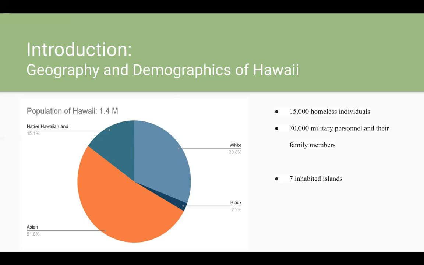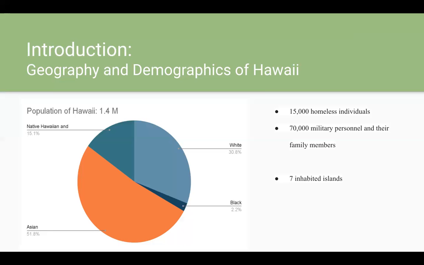The Asian population takes up anywhere from 35 to 55%. This is going off of the US Census Bureau of 2020. But obviously these statistics, they fluctuate.